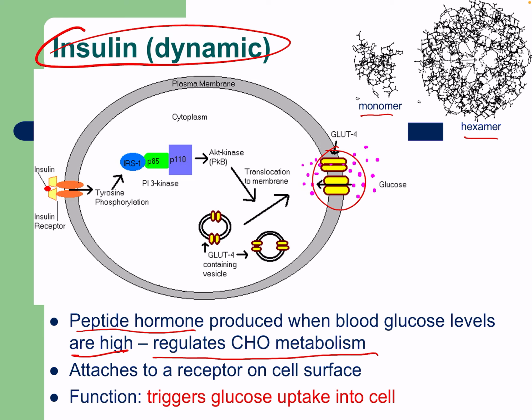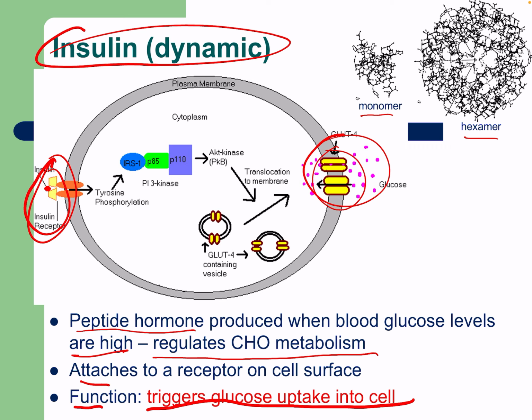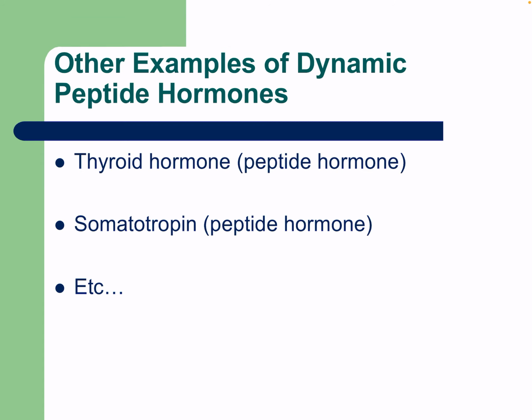So insulin attaches to a receptor on the cell surface, usually GLUT4, and the main function is it triggers glucose uptake into the cell. Here you can see your insulin receptor. Binding of the insulin receptor stimulates GLUT4, and here we can see our glucose entering the cell. Other examples are dynamic peptide hormones, glutathione hormone, which is a peptide hormone, somatotropin, which is a peptide hormone, and many more.